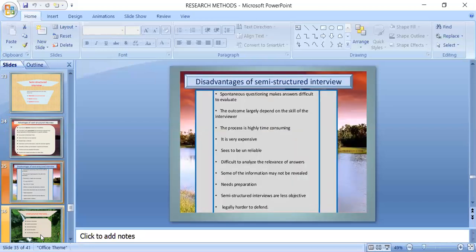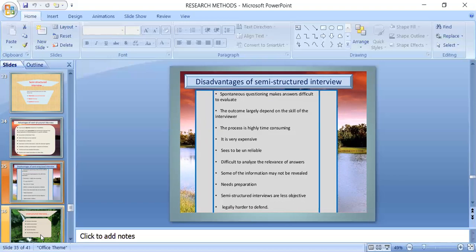Disadvantages: the outcome mostly depends on the interviewer's responses. It is highly time consuming, very expensive, unreliable. Unreliable means that if you are doing a little bit of chit chat, there are chances of your distraction.